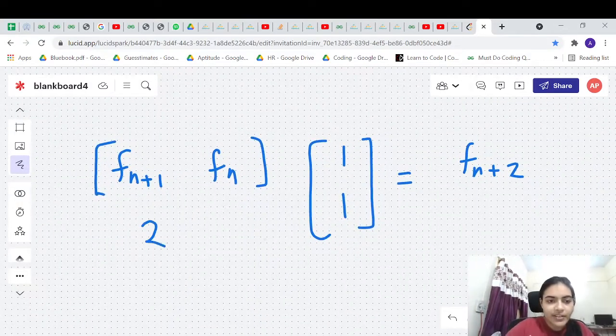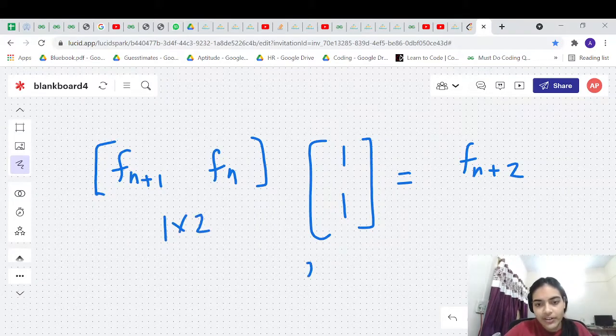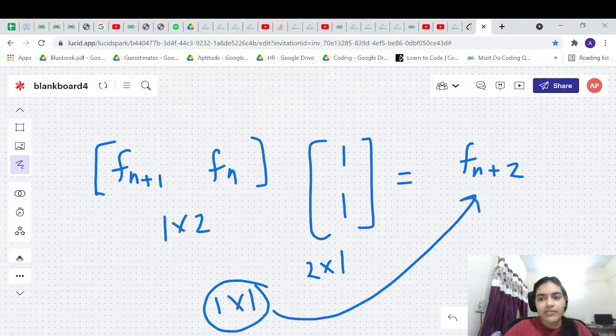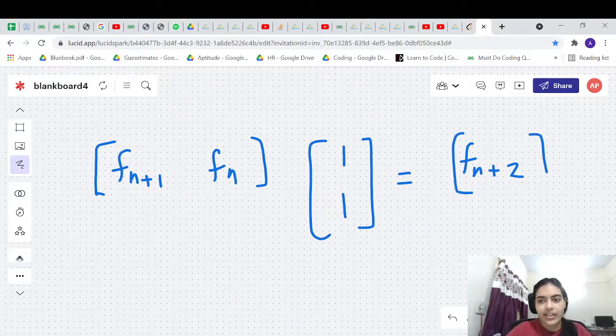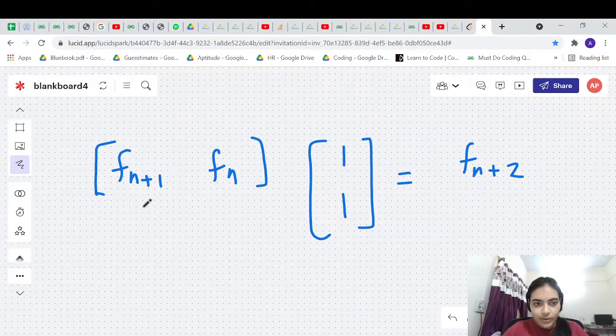What is the size of this matrix? The size of this matrix is 1 cross 2. What is the size of this matrix? 2 cross 1. If I multiply both the matrix, I'll get a 1 into 1 matrix which represents this, right? Which represents this simple number. Okay. So using two numbers, I can find out the next number. I'm just representing it in the form of a matrix to make things easier.